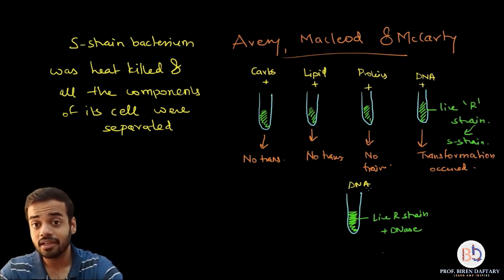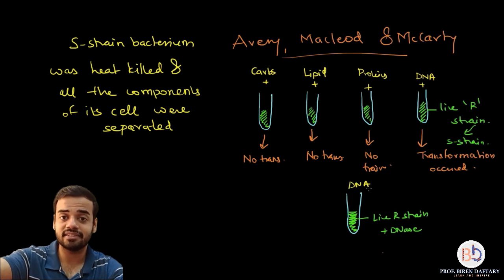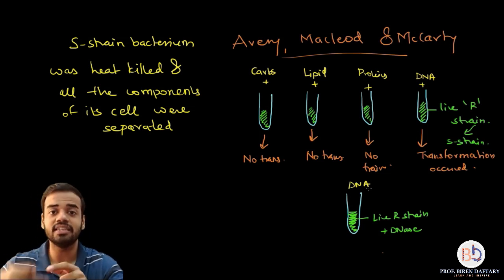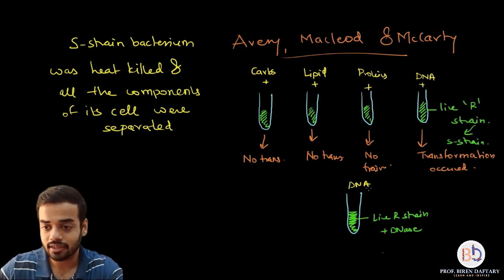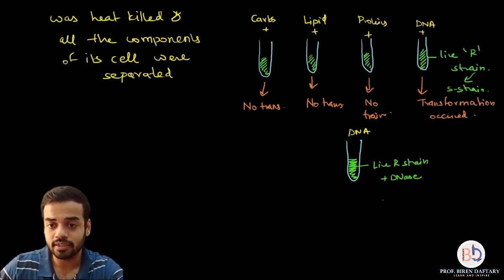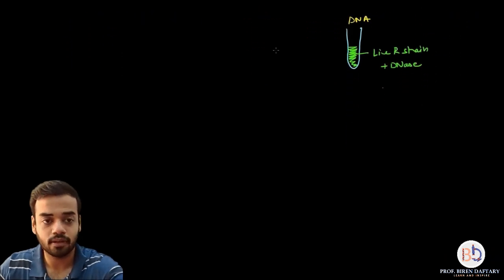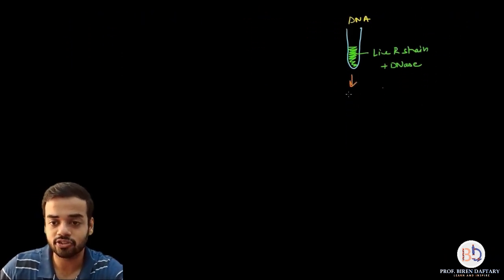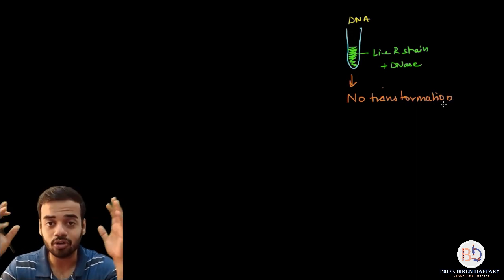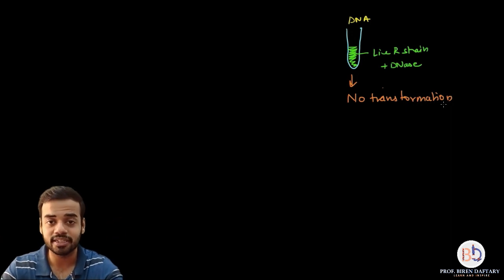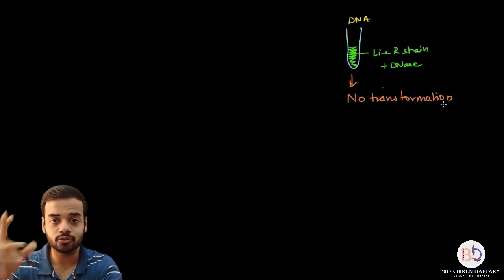What happens is, as soon as that S strain DNA goes into the mixture, the DNase cuts that DNA off, and because of that there is no transformation. So in this last tube there is no transformation, and because of that it is proved that DNA is responsible for transformation. If the DNA gets cut or destroyed, there is no transformation. Or this experiment also proves that DNA is the genetic material in bacteria. Is this clear? Okay, so these are the first two experiments.